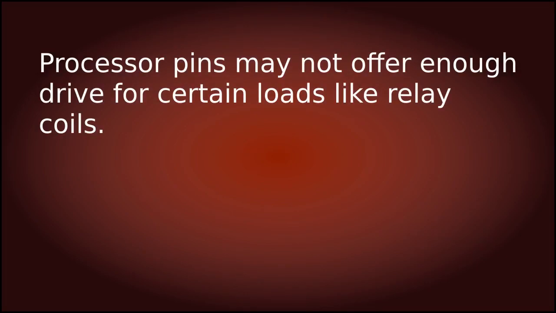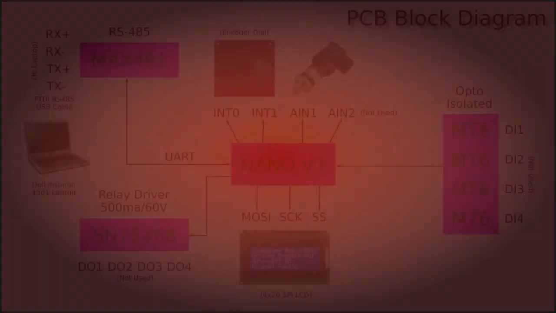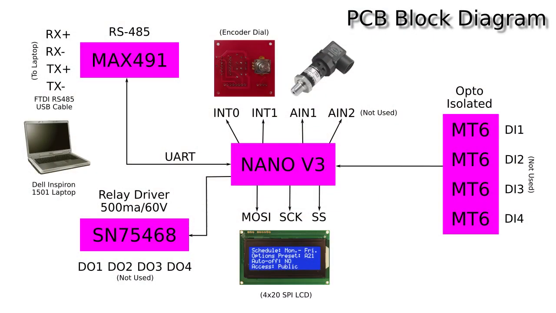Source and sink currents are usually low for processor pins. Voltages are also limited to VCC, which is 5 volts for the Nano V3. For example, a 12 volt 100 milliamp relay coil can't be directly coupled. If you know in advance the pin functions required in your application, interface circuitry can be added to the processor pins. This will elevate the Nano V3 or other SBC to industrial duty.